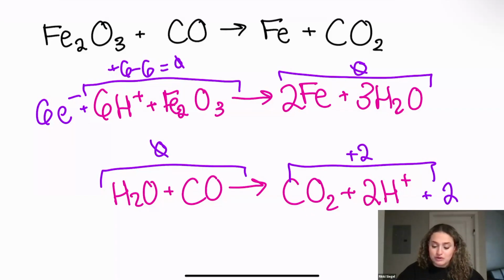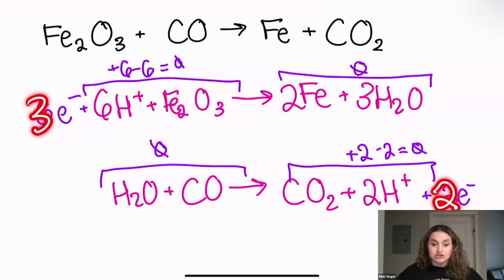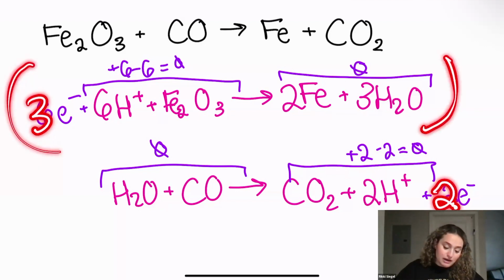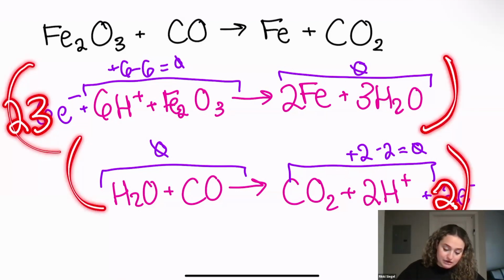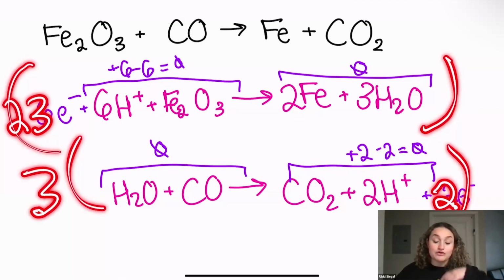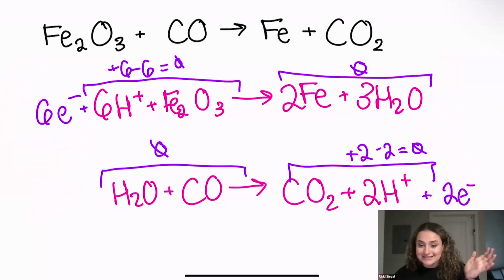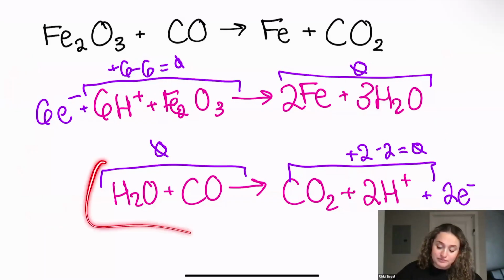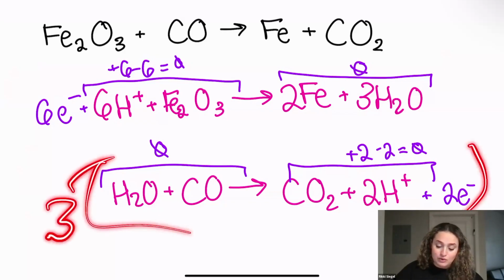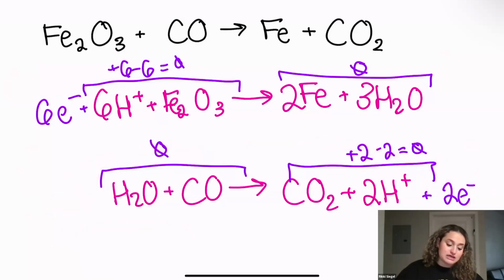So I'm going to add 2 electrons to this side. Let's say that this had 3 electrons and this guy had 2 electrons. How would I get my electrons to be equal? I would multiply the entire top by 2. I would multiply the entire bottom by 3. That way you have 6 electrons in both. They can cancel out. Anyways, let's keep going. This one, we're going to multiply by 3. Why? Because we want to make sure that we have 6 electrons. I'm not going to rewrite it, but let's just say we multiplied it by 3.